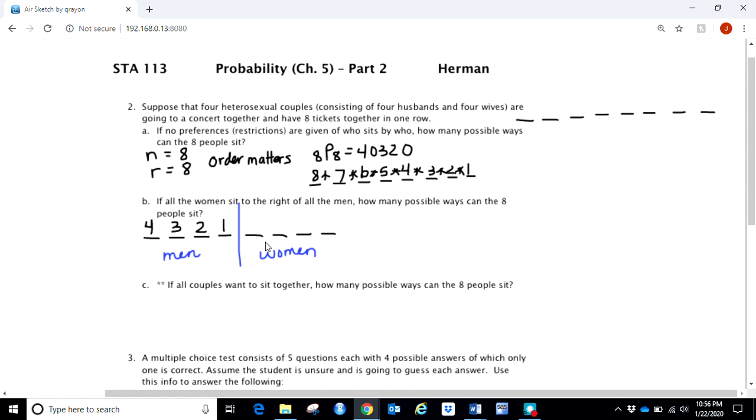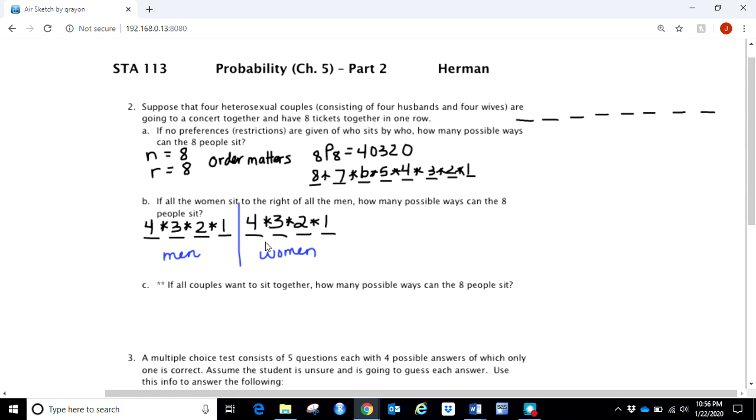Moving over to the women, it's a similar idea. I have 4 women, so any of the 4 women could sit in that first seat. I have 3 women left, one of which will sit in that seat, 2 of which are left, and then 1 of which is left. And as we're feeling here, we're going to be multiplying these different values together.